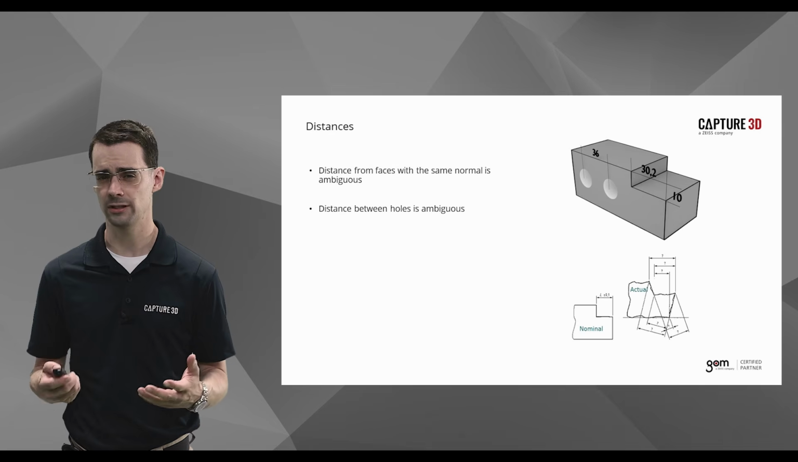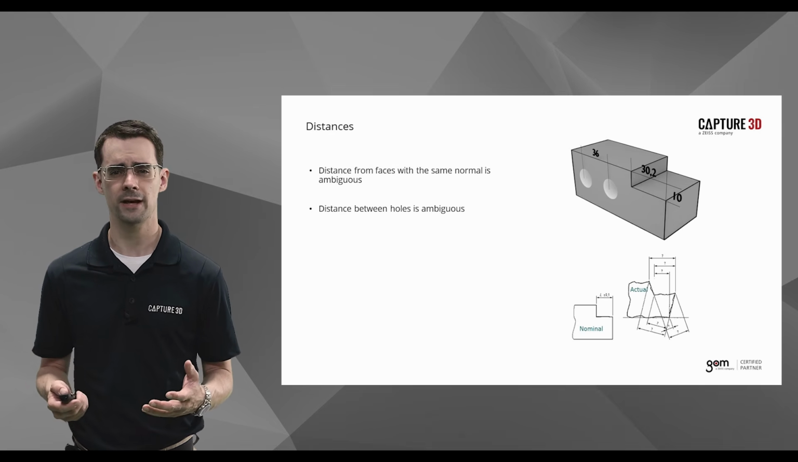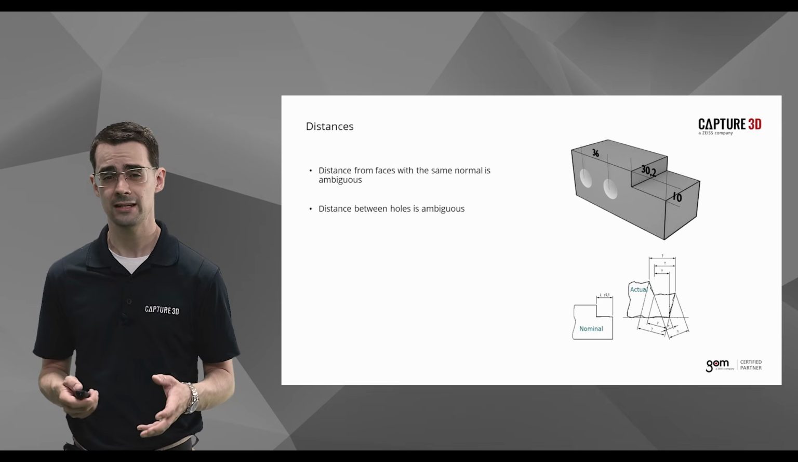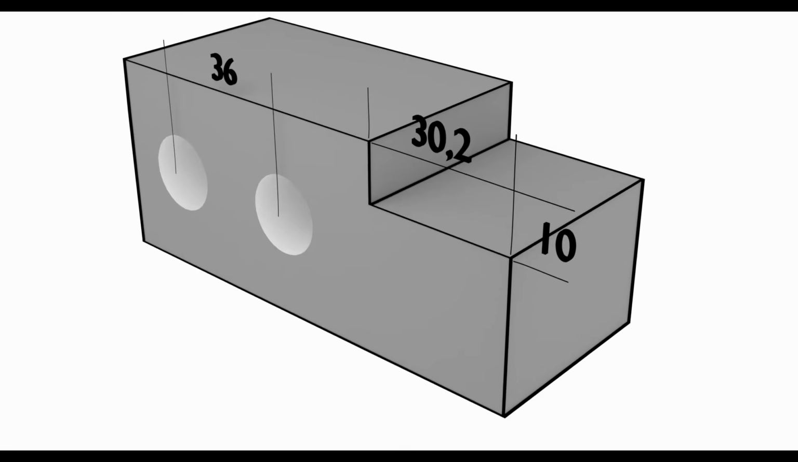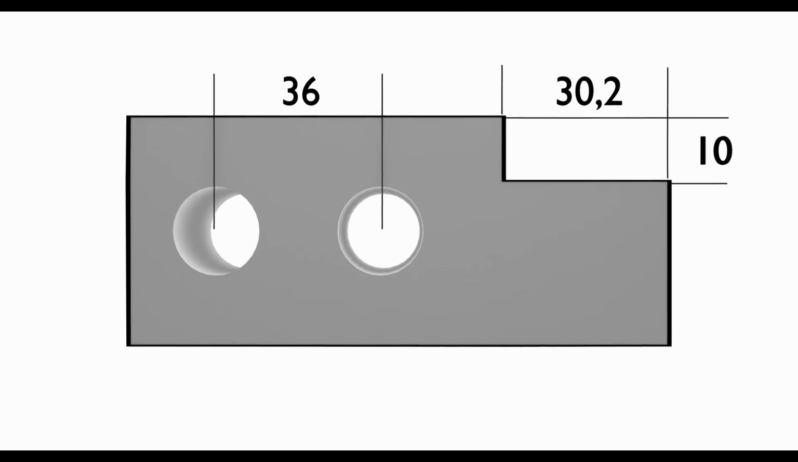Distances sound simple until you realize that an actual part will never be perfect. These imperfections mean that different measuring tools and techniques will give different answers. Look at the 30.2 millimeter dimension on the right-hand side of the part. It seems simple enough, but when our actual imperfect part is produced, we can have 7 or more different ways of measuring this dimension, all of which will give us a different measurement.